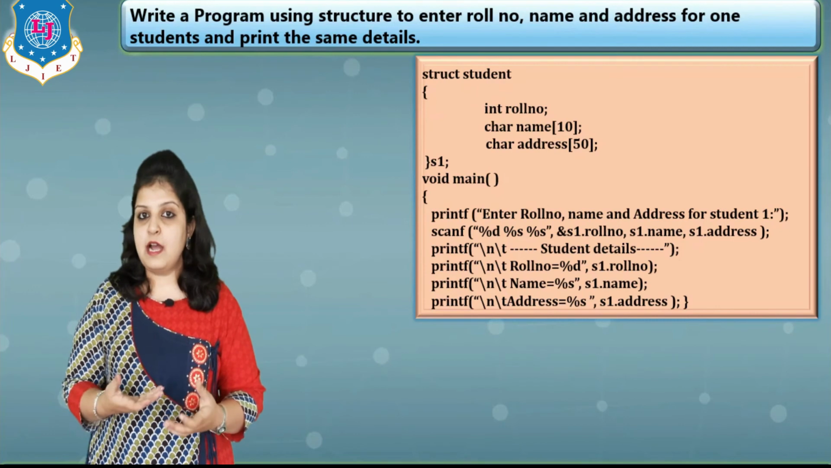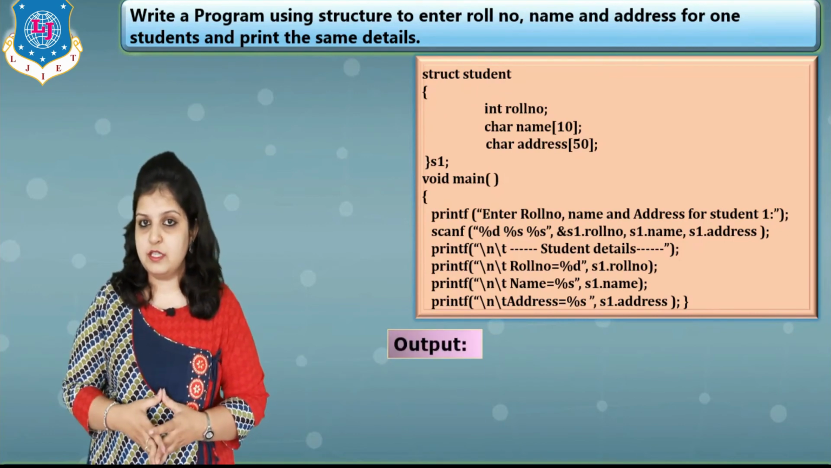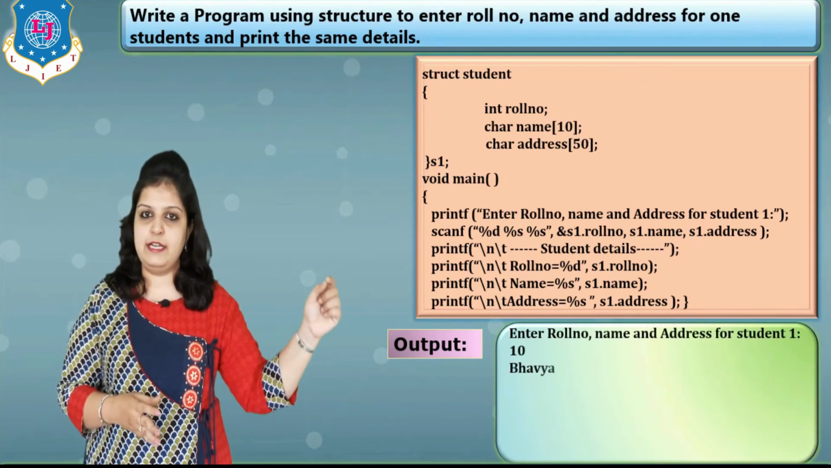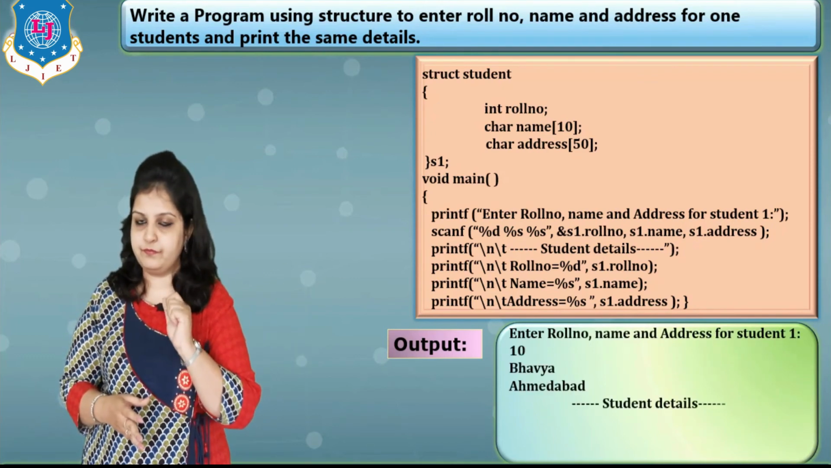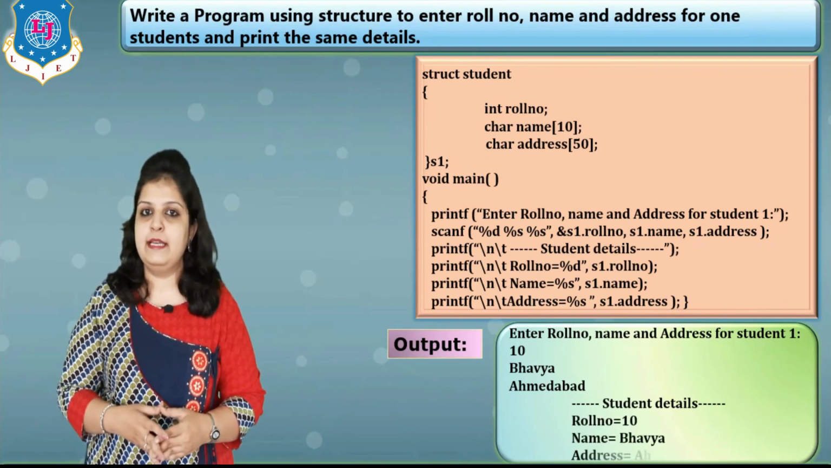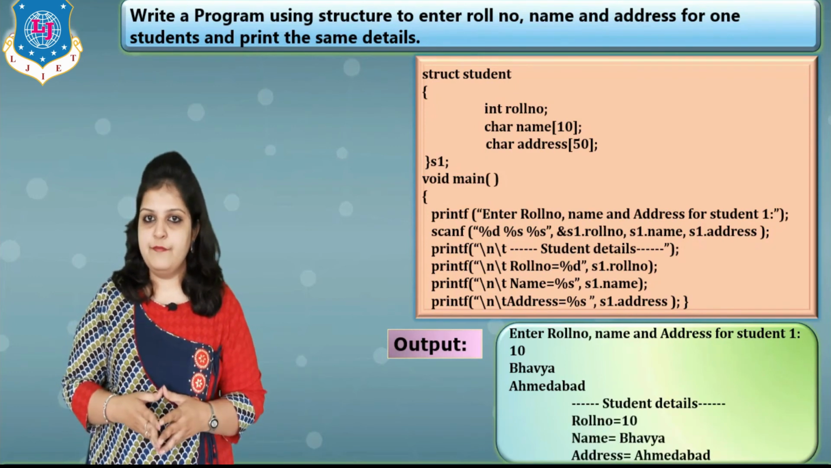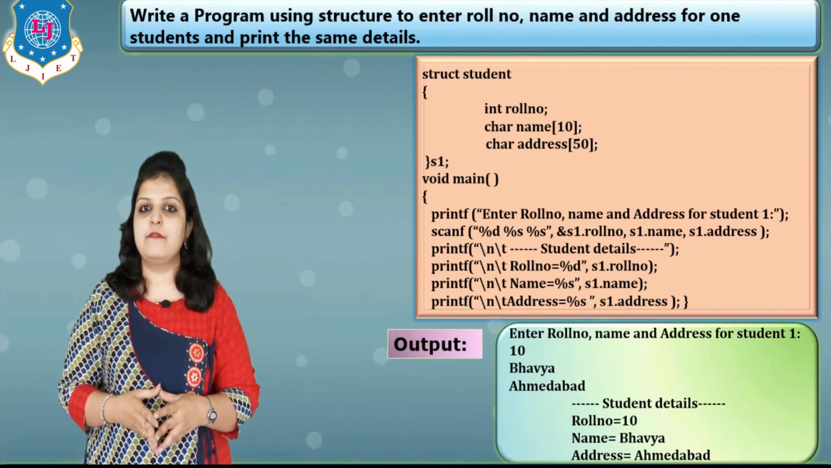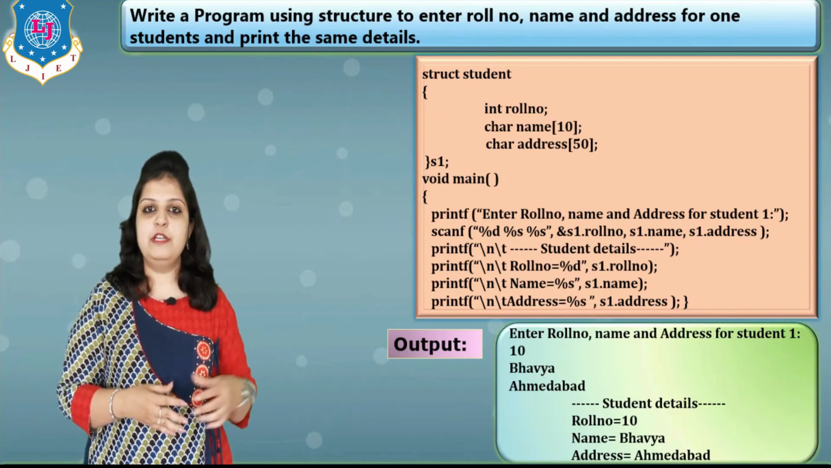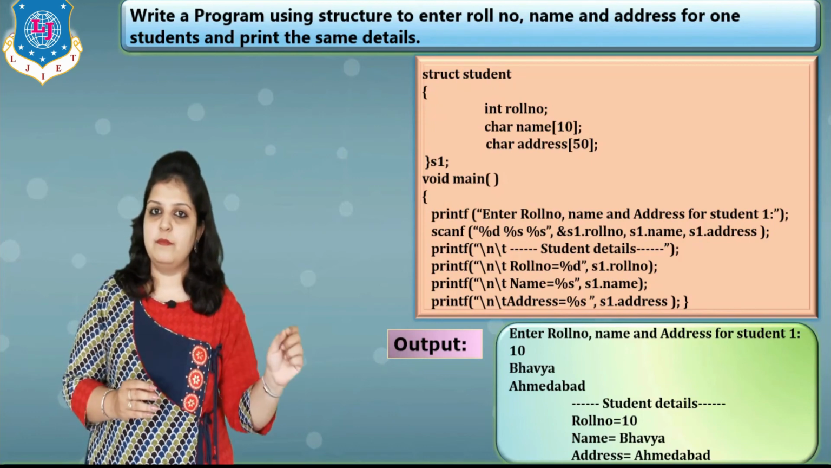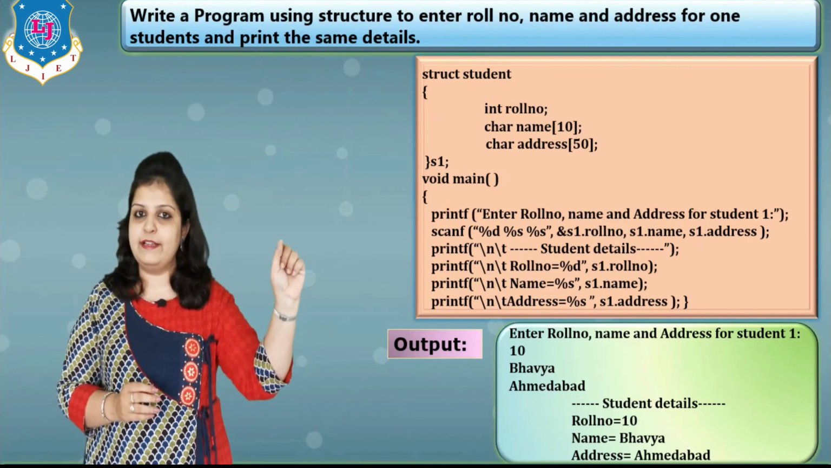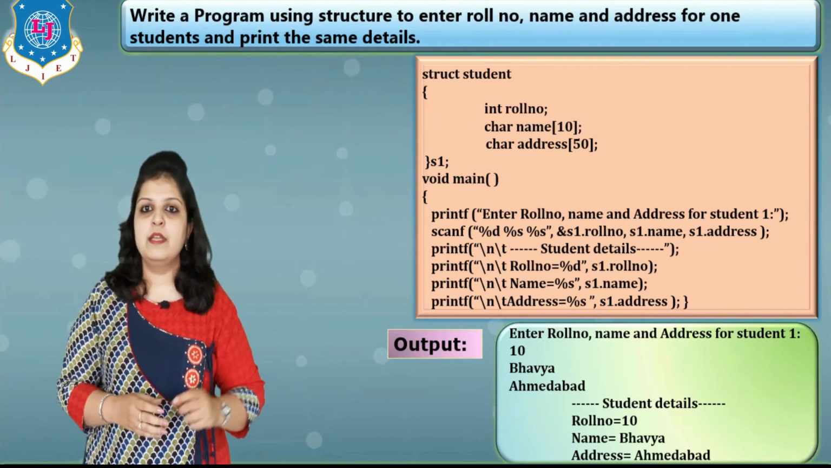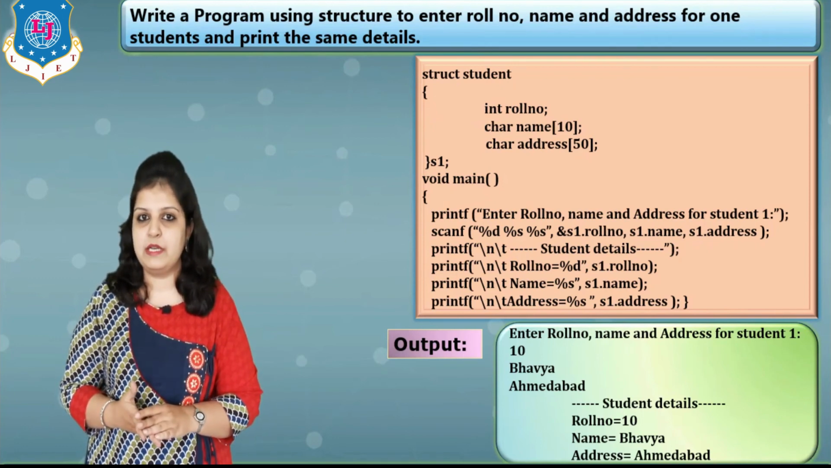So what is our output? How can we get the output on screen? So just see here. First of all, our first printf executes: enter roll number, name and address. So I am entering 10 as the roll number, student name as Bhavya and address as Ahmedabad. So when the remaining printf executes, our output is like student details, then roll number is equal to 10 because we have entered roll number as 10. Then name is equal to Bhavya and address is equal to Ahmedabad.